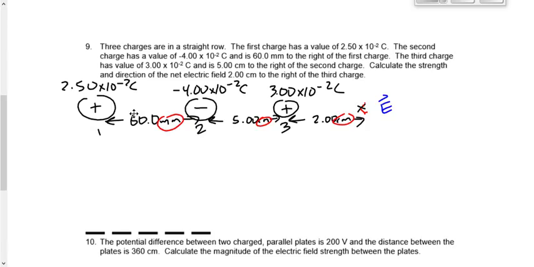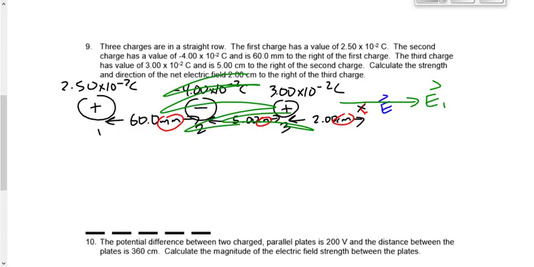The field caused by number 1 is going to point which way? It's going to point to the right. How come, Nick? Good. The field goes out away from positive. To the right of a positive, the field is going to point to the right. Okay, pretend the other ones aren't there. If you can visualize this, just pretend those aren't there. The field goes out away from charge 1 because it's positive.